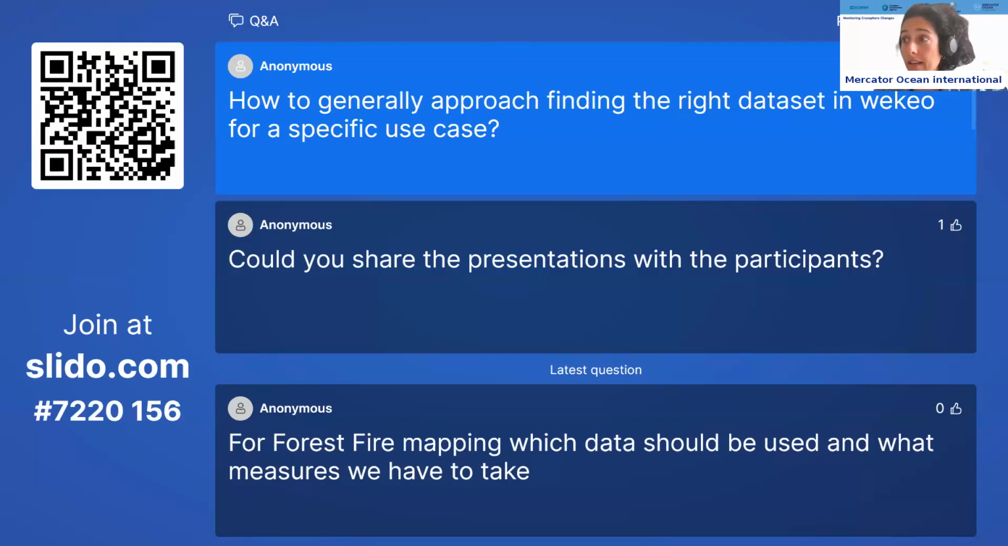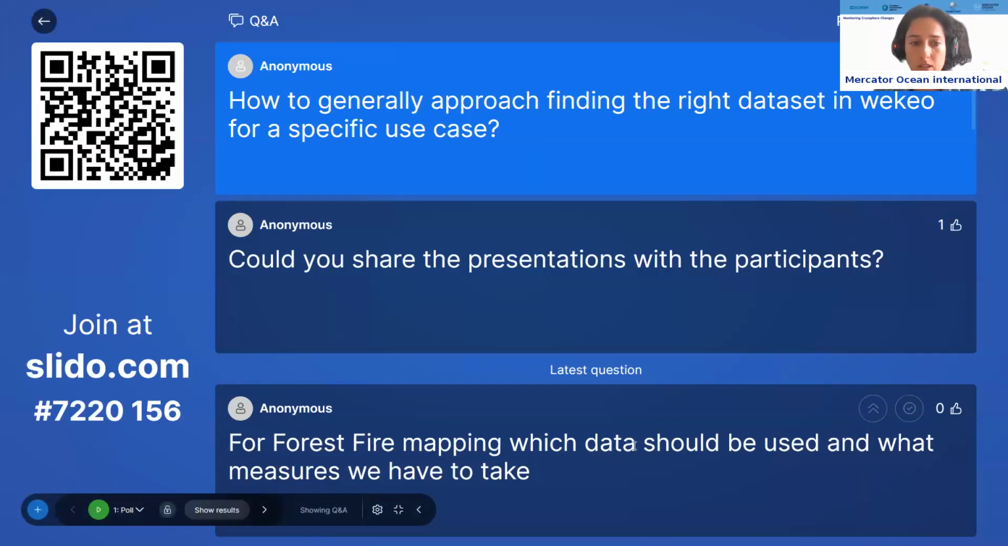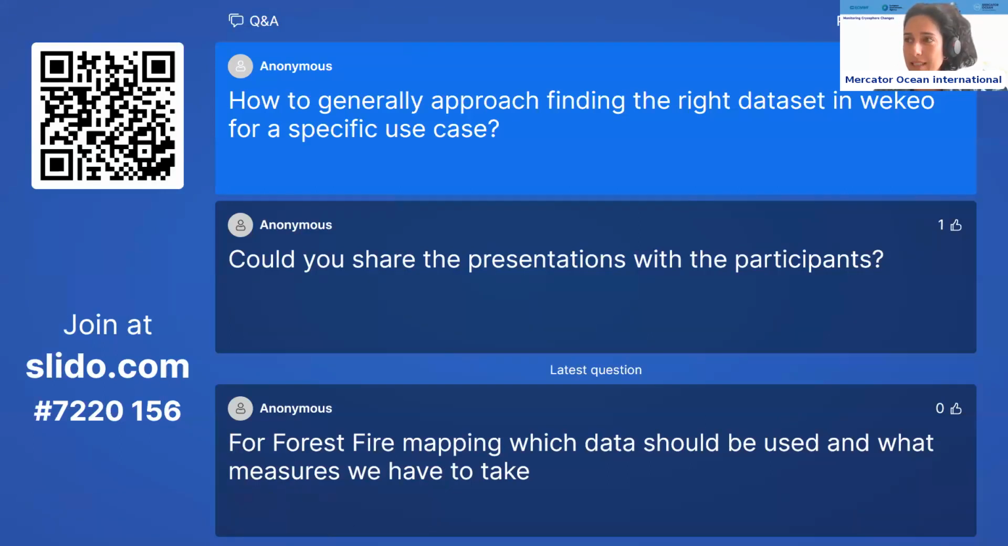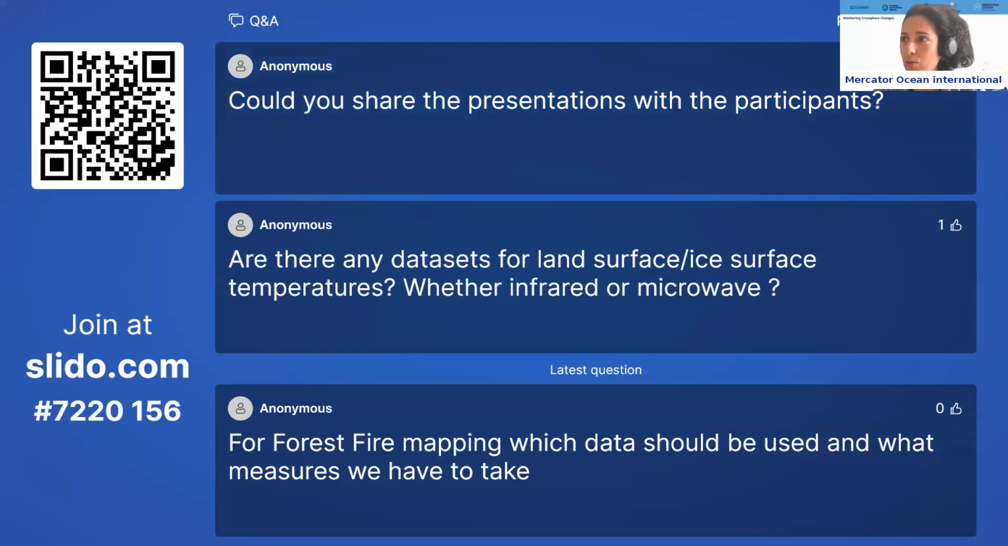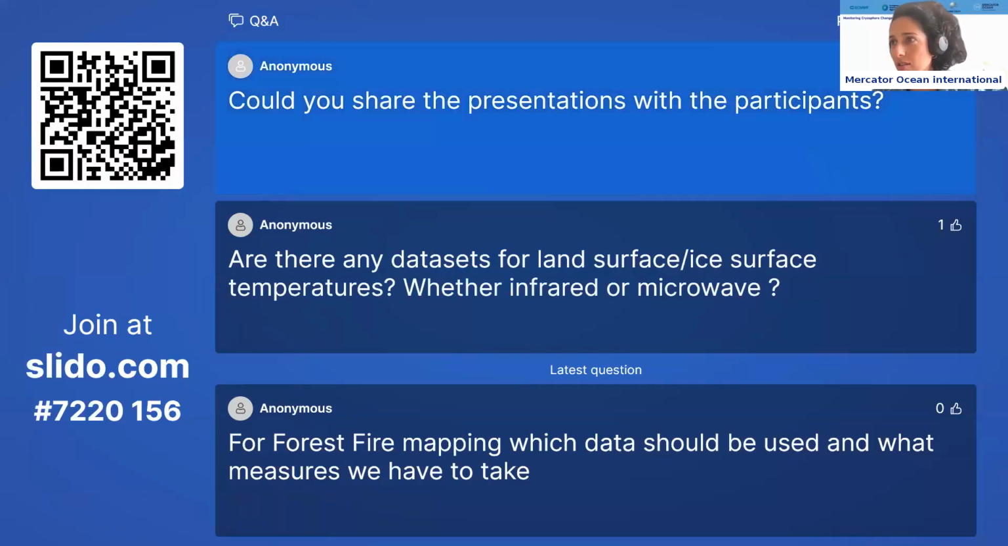Exactly, and also on that, tomorrow we'll have our practical session, and the first part of our session is actually the demonstration of the viewer that you are mentioning. So yeah, we'll have a small demonstration on how to access the data and how to pick the right data for your work.